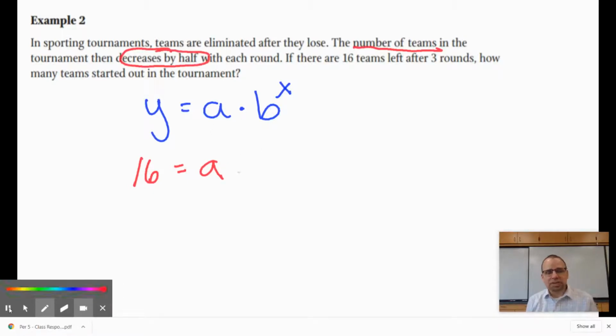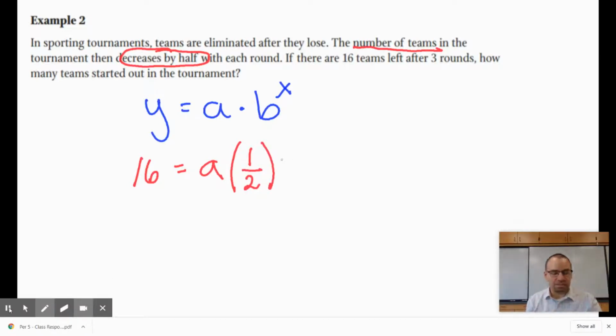So B becomes really easy when you are dealing with quadruple, triple, half, because whatever that number is goes in for B. So if these teams are being eliminated, half the teams are being eliminated every round, then it'll be 1/2. And so x will be the number of rounds, and it says that the number of rounds is 3.